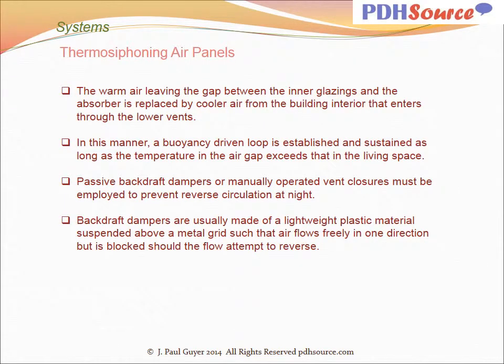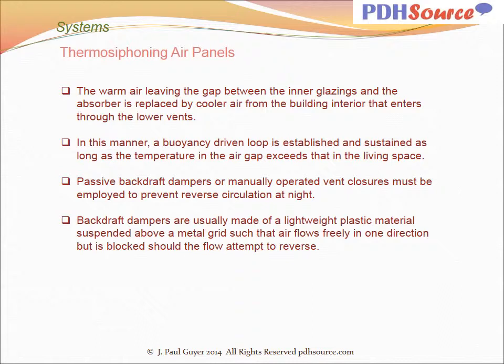The warm air leaving the gap between the inner glazings and the absorber is replaced by cooler air from the building interior that enters through the lower vents. In this manner, a buoyancy-driven loop is established and sustained as long as the temperature in the air gap exceeds that in the living space. Passive backdraft dampers or manually operated vent closures must be employed to prevent reverse circulation at night.